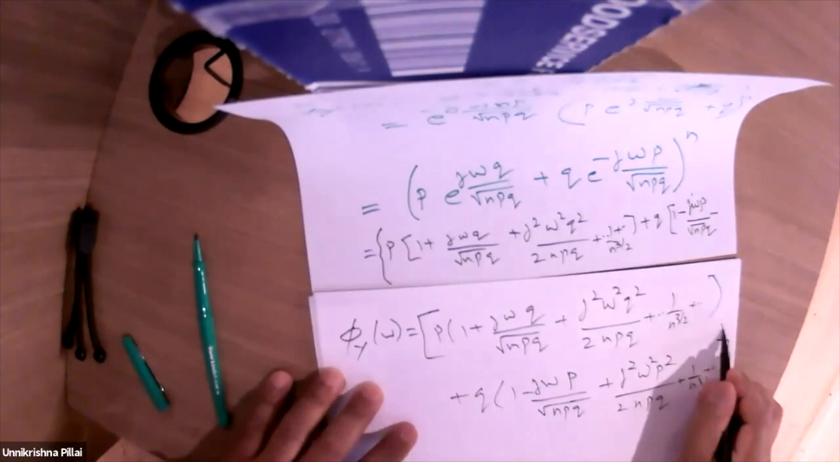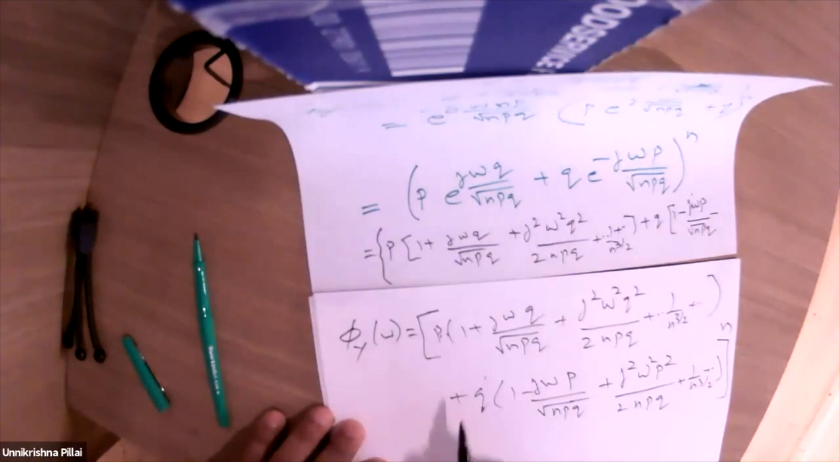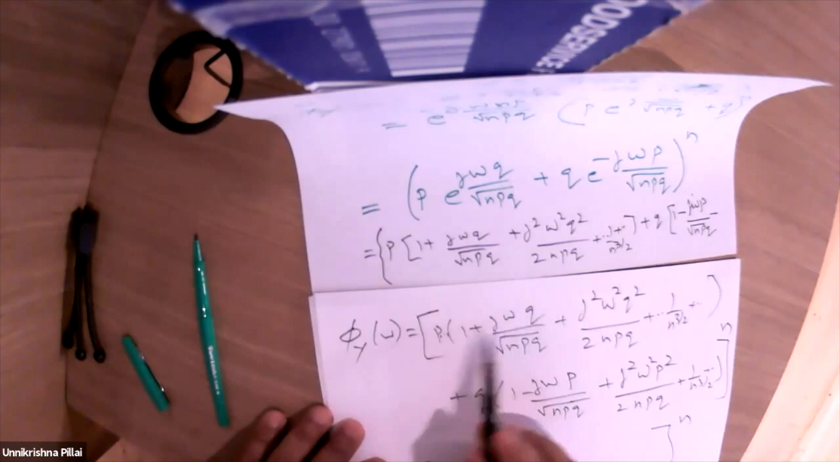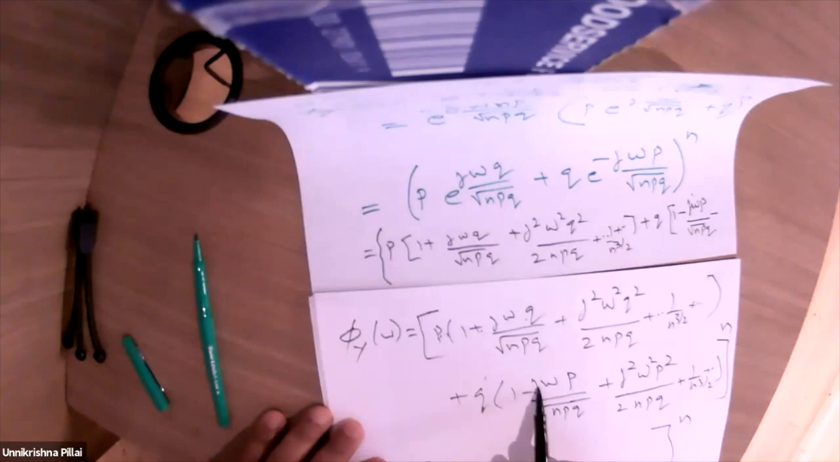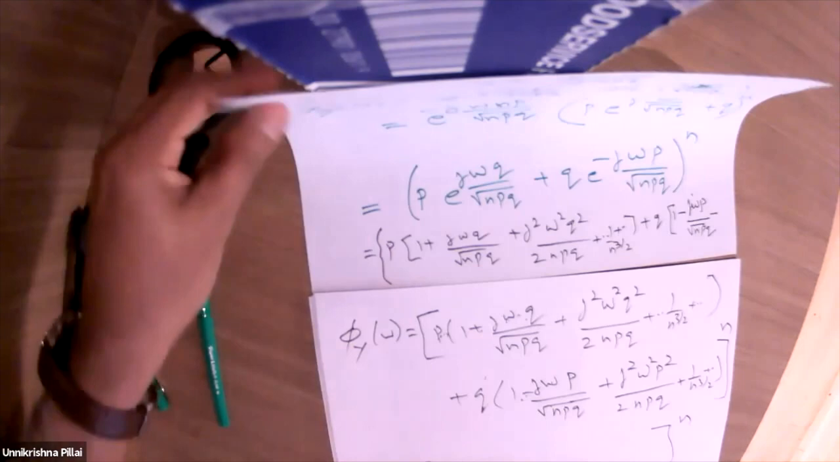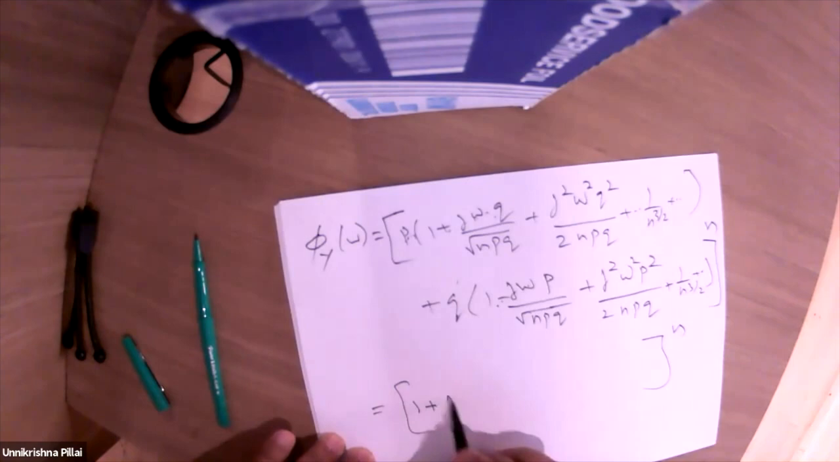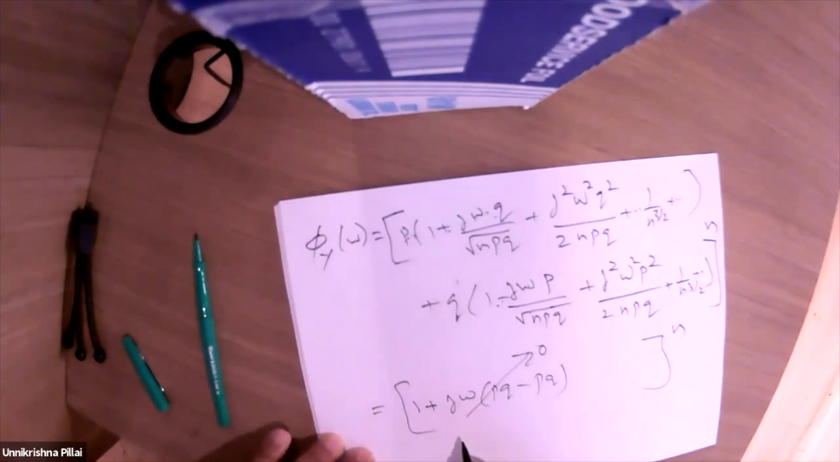So let's expand it. Look at here, first term is p, here it is q. P plus q is 1. And let's look at the next term. Here you have p, j omega pq with a plus sign, here j omega pq with a minus sign. So what happens to these omega terms, anybody? Omega term, look at here, you have pq minus pq, so that goes away.